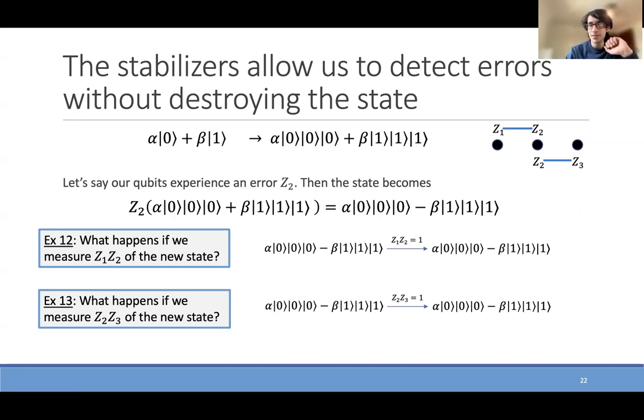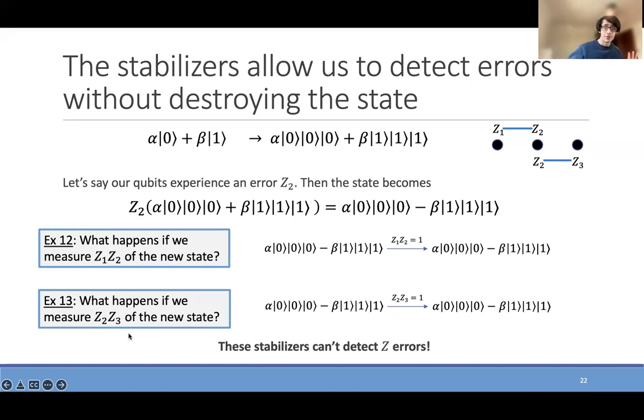One way to say this, by the way, and if you don't understand what I'm saying, don't worry about it, it's not important, but for people who have read this vocabulary, I want to use it: the error Z2 commutes with these operators. And if an operator commutes with another operator, applying it doesn't change the eigenvalue. So Z2 commutes with Z1, Z2, and it commutes with Z2, Z3. So when Z2 happens, it doesn't change the eigenvalue of Z1, Z2, or Z2, Z3.